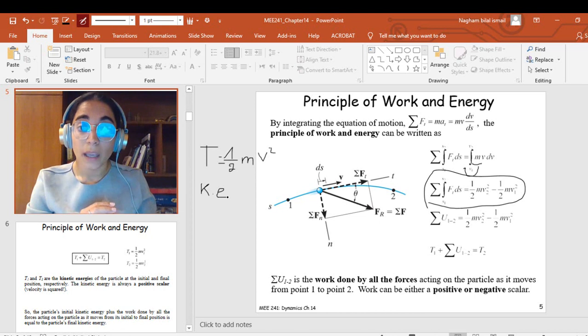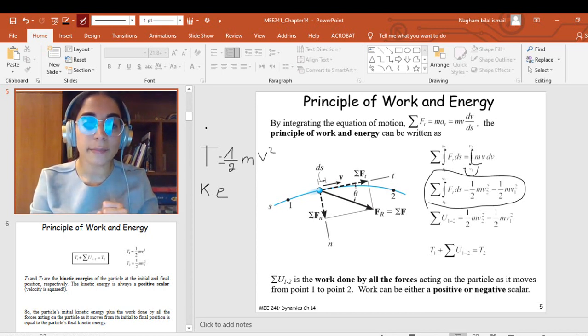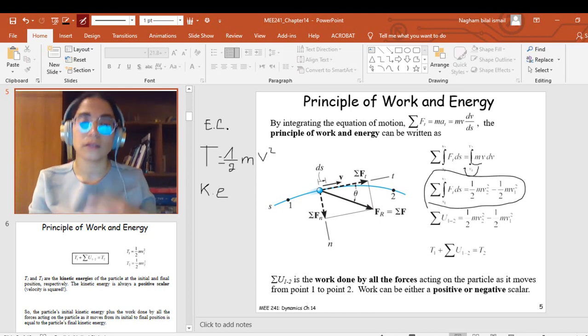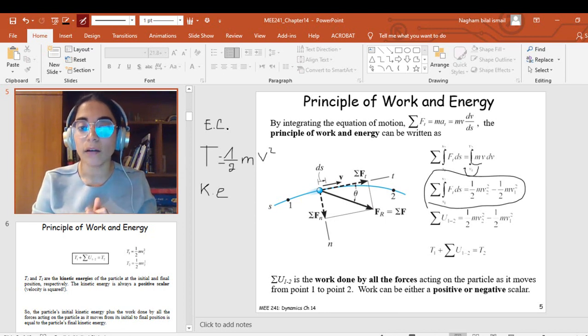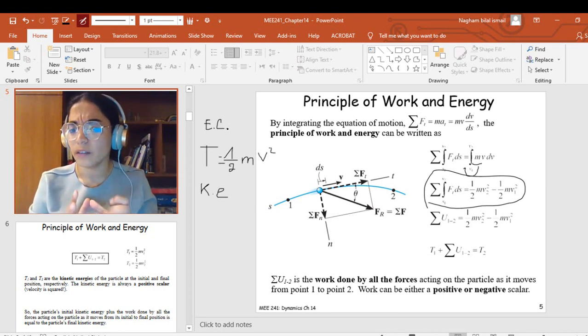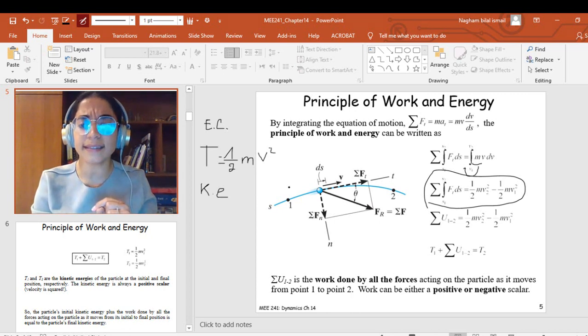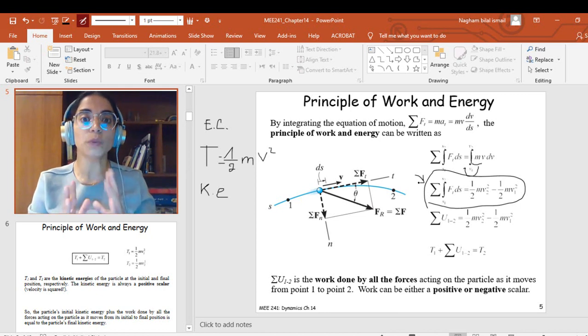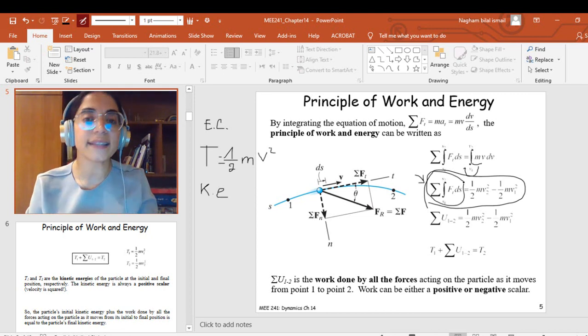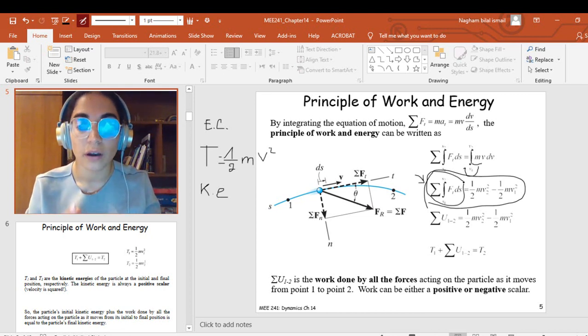All right, guys? Now, in French, the symbol is EC. So now you have to change your symbols a little bit. In English, they are T or KE. What does this mean? This means, guys, that this integration here is equal to the difference of kinetic energy between two positions. This is called the work, all right?